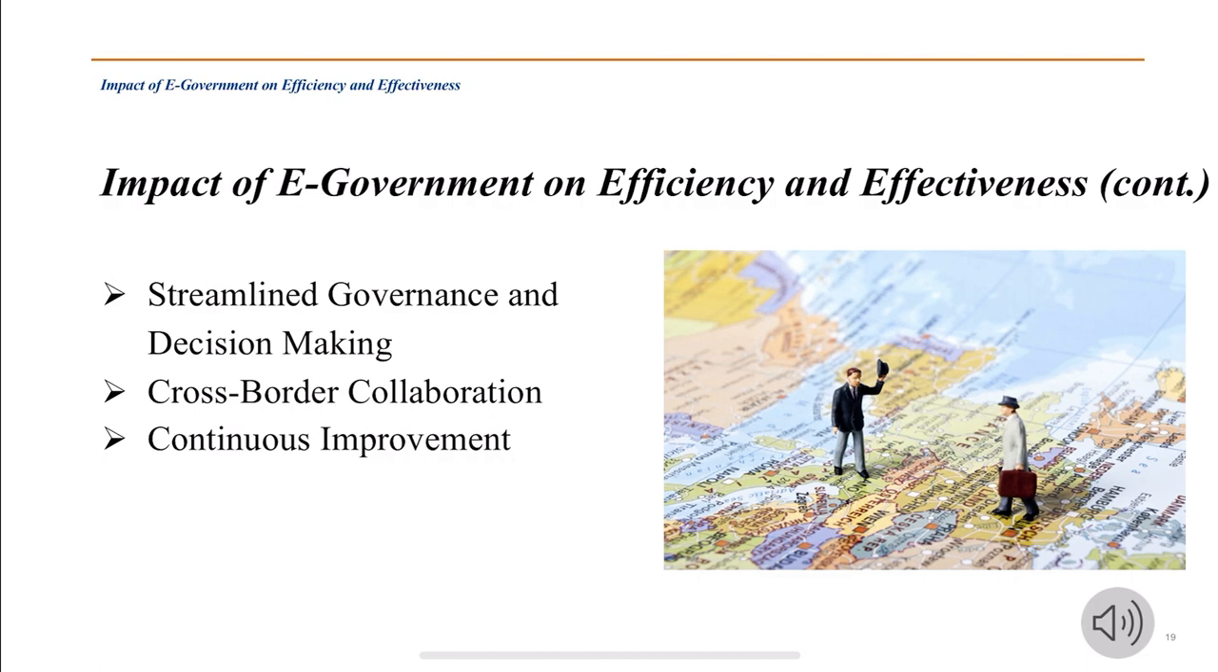Our second one is cross-border collaboration. E-government enables governments to collaborate and share information across borders, promoting international cooperation, data exchange, and joint efforts to tackle global challenges. And then our final example of the impact of e-government on efficiency and effectiveness is continuous improvement. E-government systems are scalable and adaptable, allowing for continuous improvements and updates based on changing needs and technological advances. This flexibility ensures that government services remain relevant and effective over time.